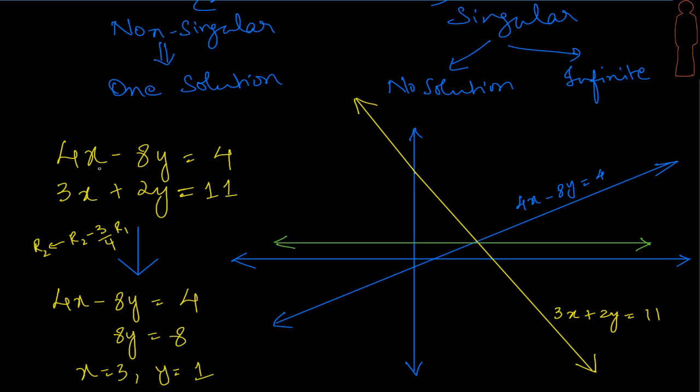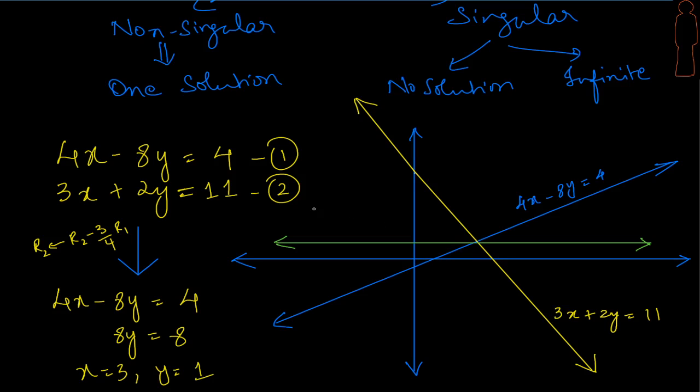Okay, so we pick up this equation 4x minus 8y equal to 4 and try to draw this, and you can see the one in blue here, right? So with a positive slope, that's the one that represents this first equation. Okay, now the second equation is here in yellow, that's 3x plus 2y equal to 11, right? And very interestingly, we can see that they intersect at this point 3, 1, right? So at 3, 1 they do intersect.